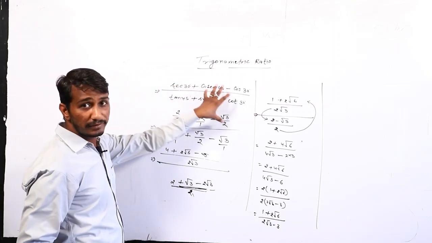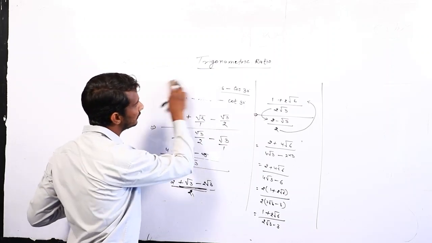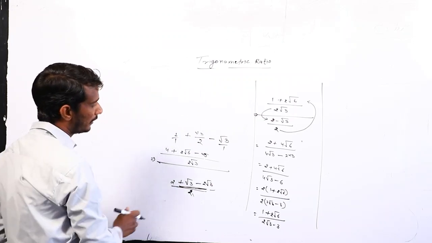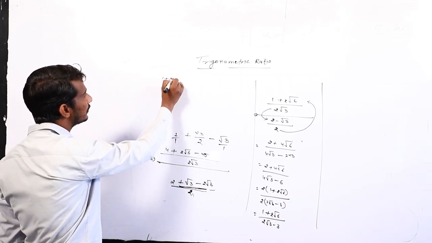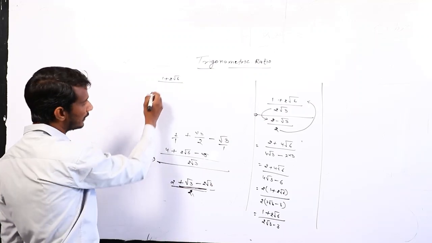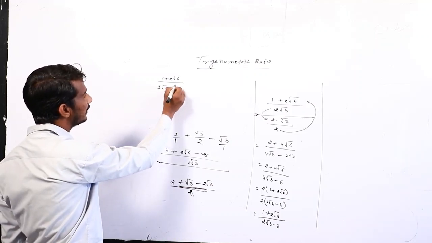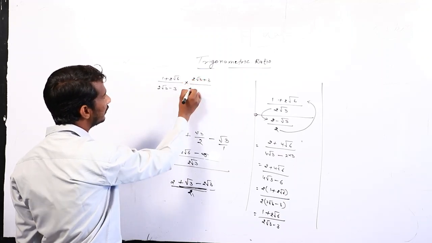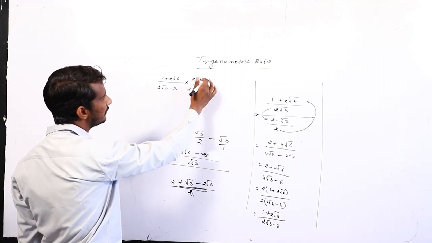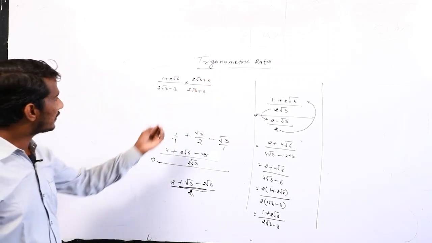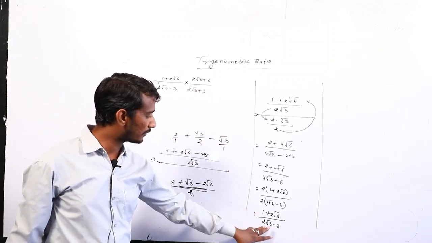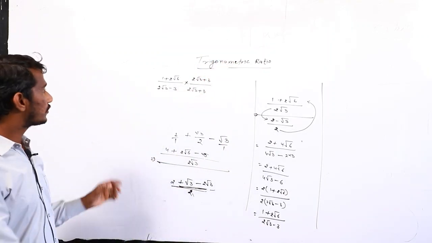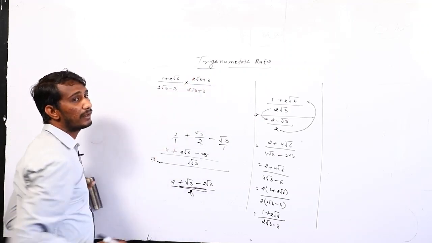Okay, so now I am erasing this method, and 1 plus root 6 upon 2 root 3 minus 3 multiplied by 2 root 3 plus 3 upon 2 root 3 plus 3. This is the conjugate form. Okay. In 9th standard you have studied about rationalization. If the denominator comes in irrational form, how to rationalize a given number. Okay. So by the conjugate number you multiply up and down.